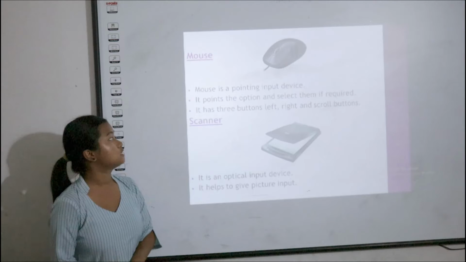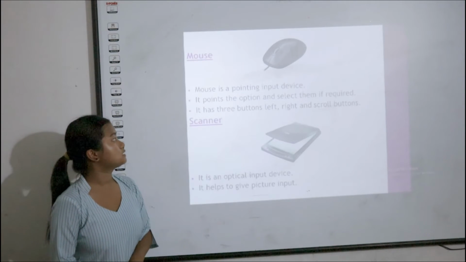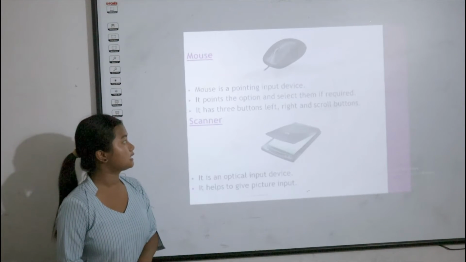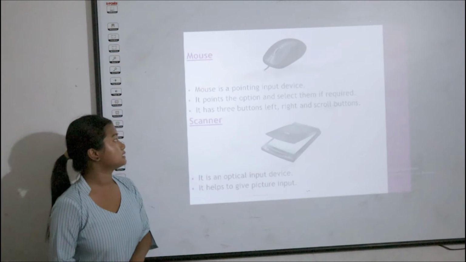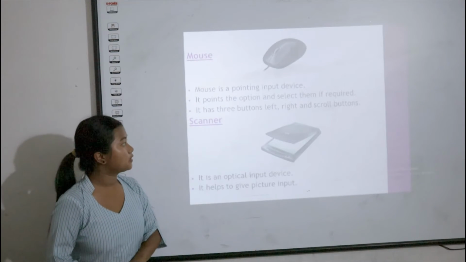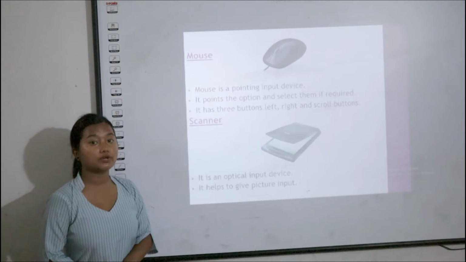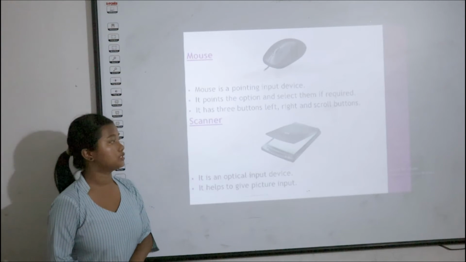Second one is mouse. Mouse is a pointing input device. It points to the option and selects it if required. It has three buttons: left button, right button, and scroll button. Mouse is also an important part of the computer.